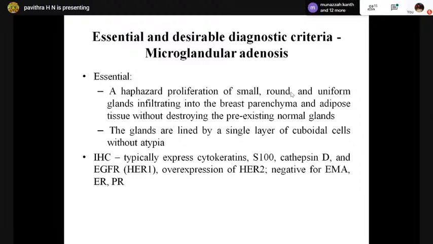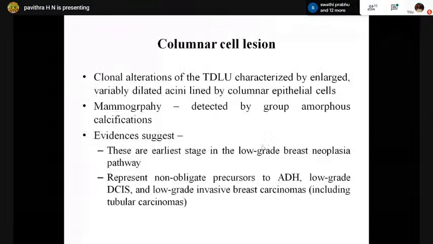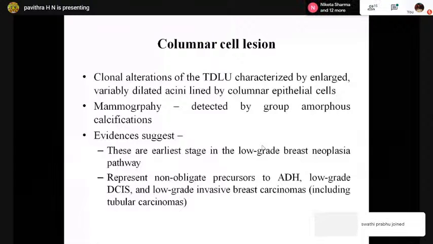Next, coming to the columnar cell lesion. So they are the clonal alterations of the TDLU, characterized by enlarged, variably dilated acini, lined by columnar epithelial cells. So on mammography, they are detected by amorphous calcifications only. And the evidence suggests that they are the earliest stage in the low-grade breast neoplasia pathway. They represent non-obligate precursors for ADH, low-grade DCIS, low-grade invasive carcinomas, including tubular carcinomas.